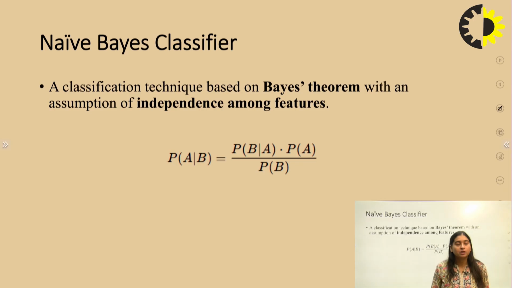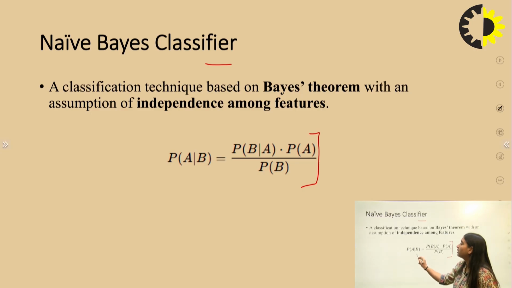So I hope you are clear with the Bayes optimal classifier and the Gibbs algorithm. Moving on to the next topic, we have the naive Bayes classifier. Here we have a new term, naive, and this is what makes it different from the Bayes optimal classifier. The naive Bayes classifier assumes that all the events are independent among the features. So this is the formula.